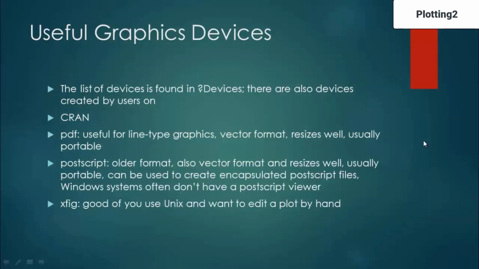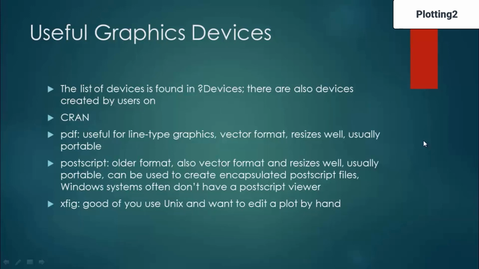So, what are some of the useful graphic devices? The list of devices is found in devices. There are also devices created by users on CRAN. So, PDF. It is useful for line type graphics, vector format. It resizes really well, and it is usually portable.